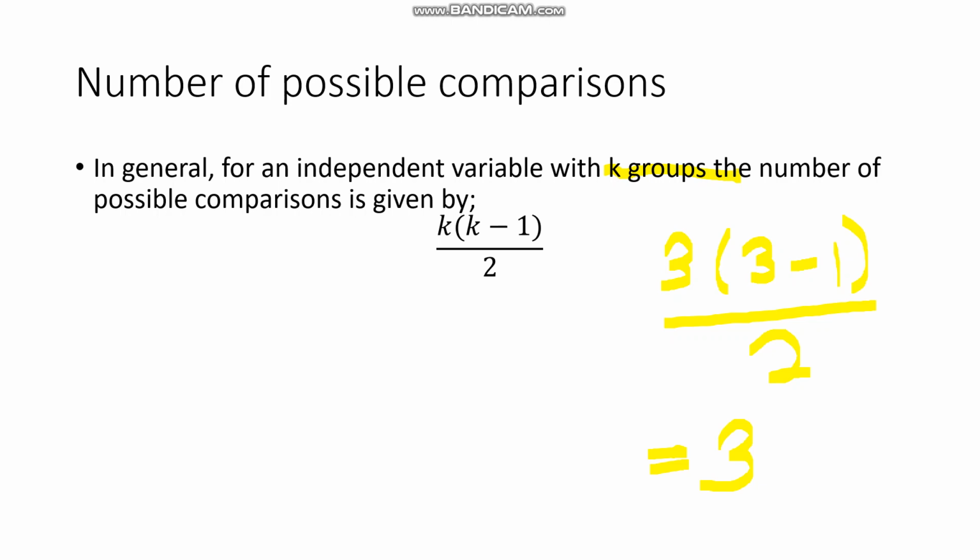Let's see what those are. There were 3 groups called A, B, and C. We can compare A with B, A with C, and B with C. These are the possible comparisons. If you have any ideas beyond this, you can state them.